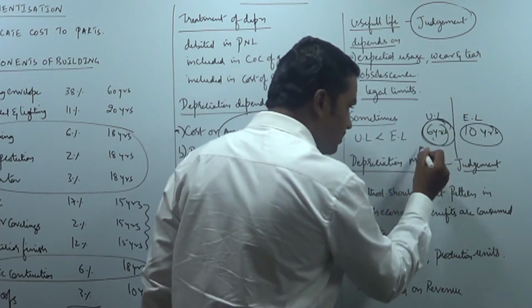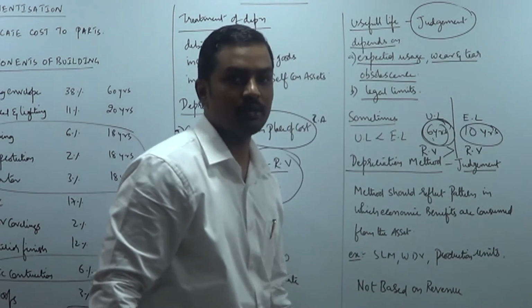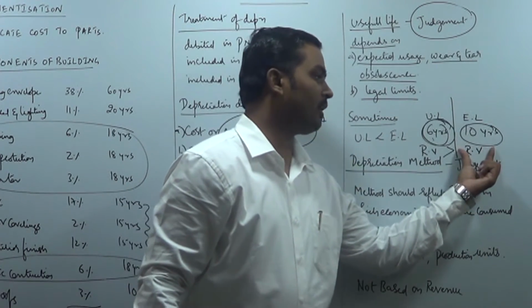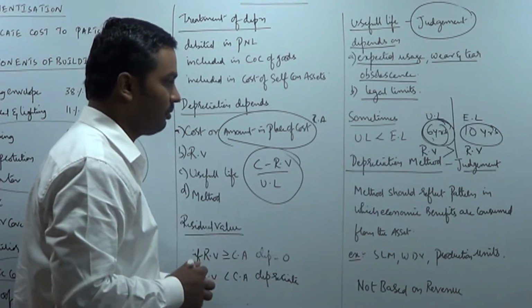But here, residual value will definitely be more than the residual value if the asset is used completely for 10 years. Depreciable amount would be lower here, whereas depreciable amount would be higher in the other case. So that is the difference between useful life and economic life.